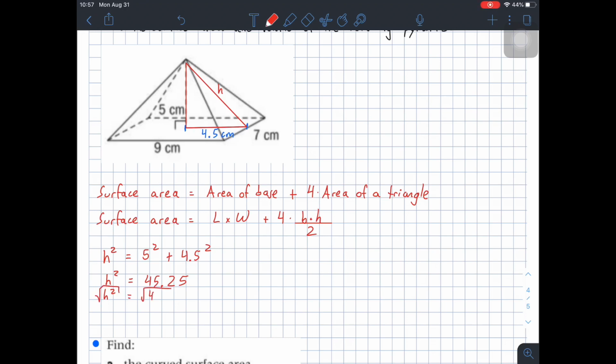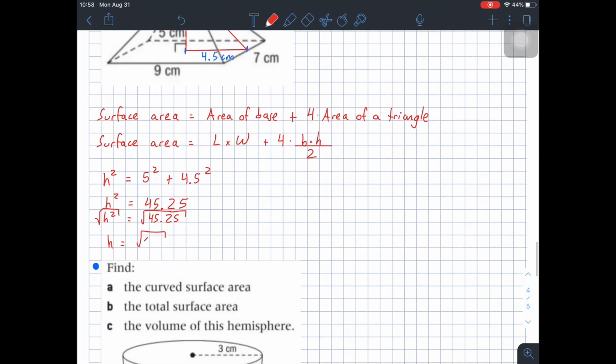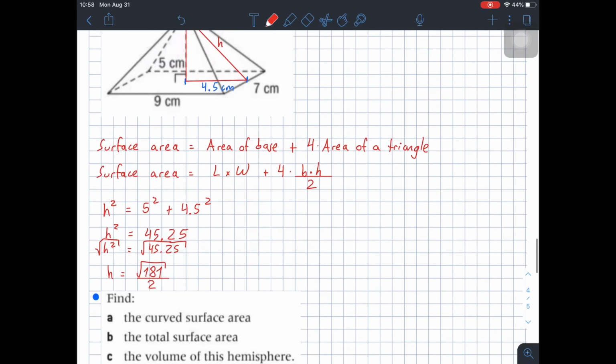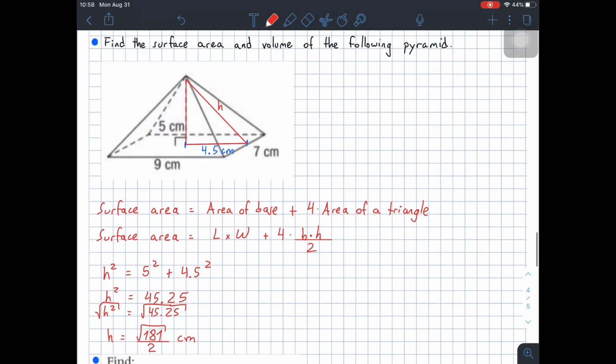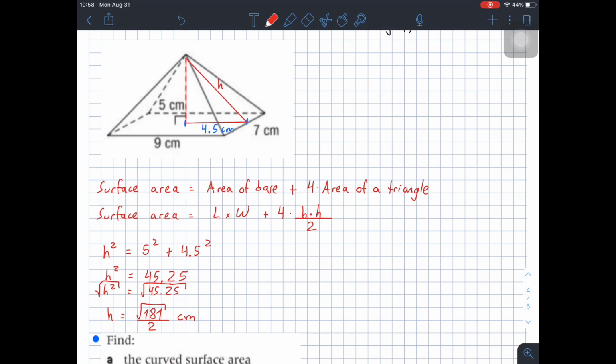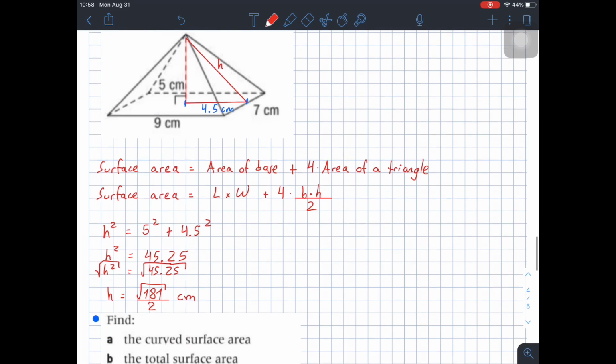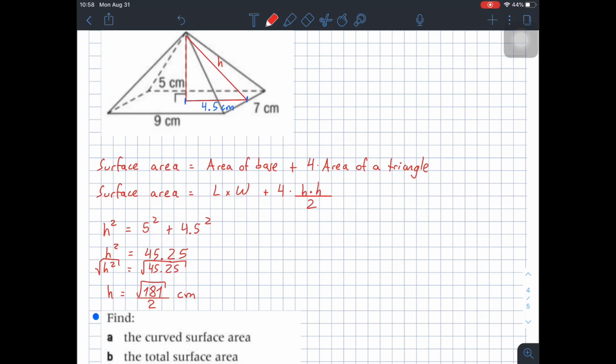So if we take the square root on both sides, we're going to get the value of h, which is the square root of the answer. Let me write the whole number, the exact value. It's the square root of 181 over 2, okay? This is centimeters. This is the height of the triangle. So with this information, I can calculate now the surface area. So we're going to say that, let me draw space here.